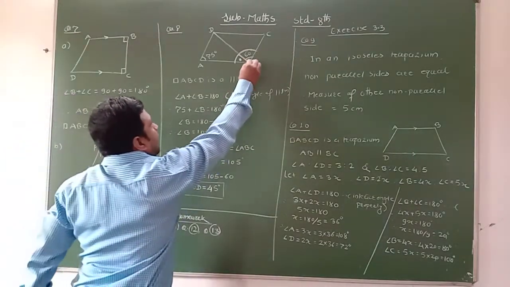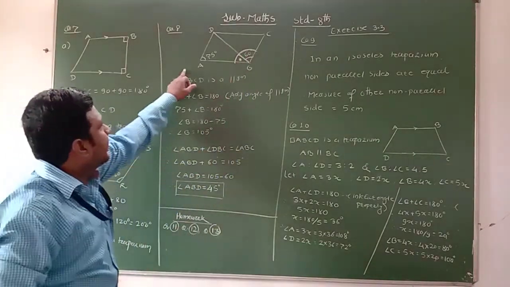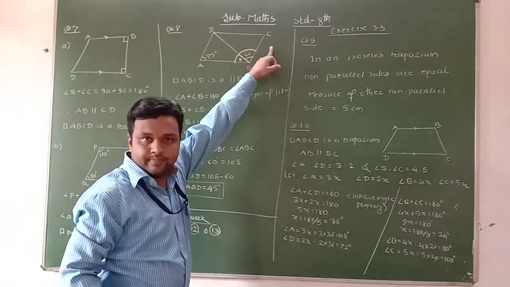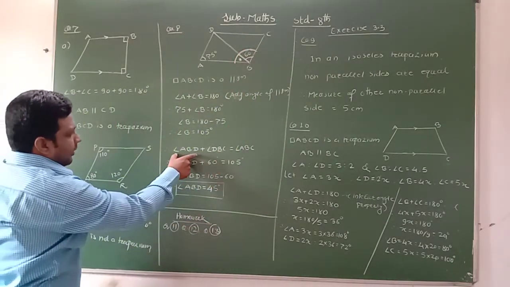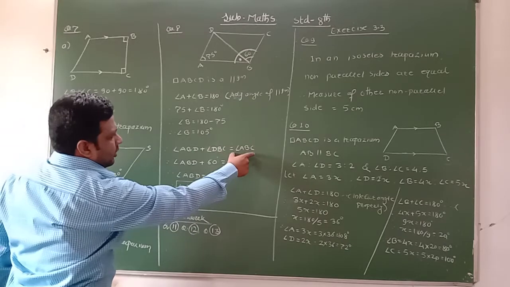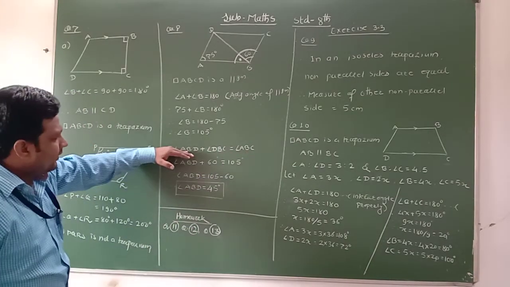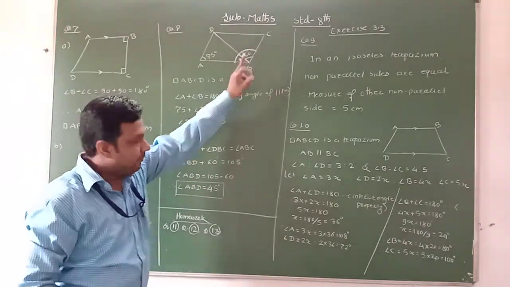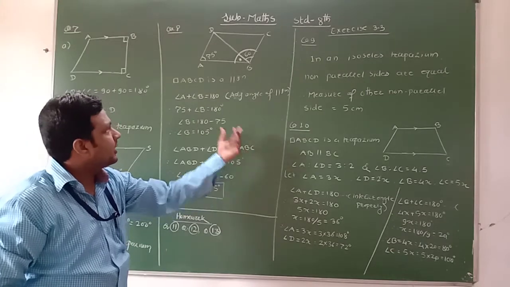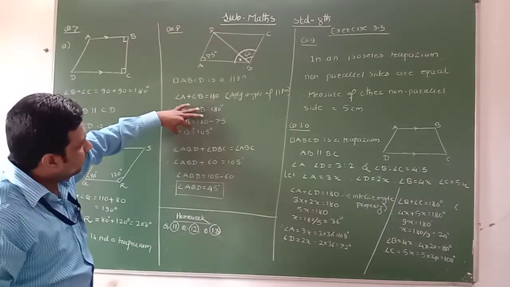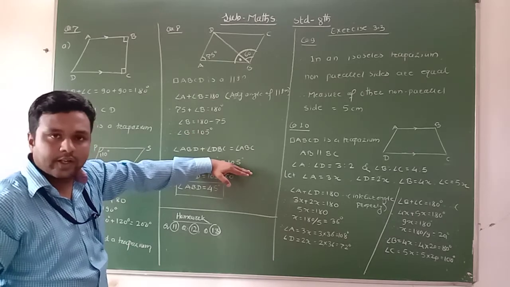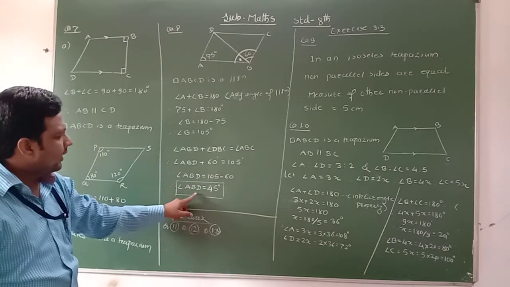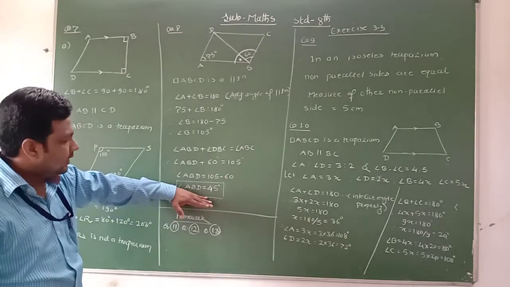Angle B is the sum of these two angles, correct? That is angle ABD plus angle DBC is equal to angle ABC. Here I write angle ABD, which we have to find, plus angle DBC, which is given 60 degrees, is equal to angle ABC. Angle ABC is angle B, and here we found angle B is 105 degrees. We put 105 here. Then angle ABD is equal to 105 minus 60. Therefore angle ABD is equal to 45 degrees. This is the correct answer.